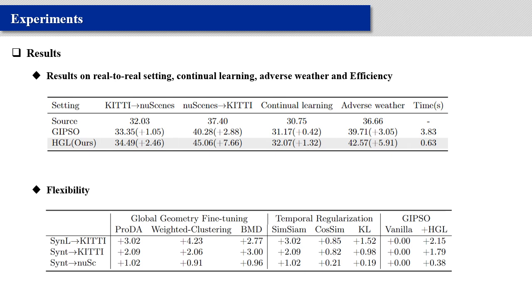We also conduct experiments regarding efficiency. HGL consistently performs well in all settings and reduces the adaptation time by 80%. Besides, it is important to note that HGL is a general framework. The specific implementations within each module are not firmly fixed and can be updated to incorporate advancements in the field. Moreover, integrating HGL into GIPSO to build a thorough local-global-temporal structure results in notable improvements.